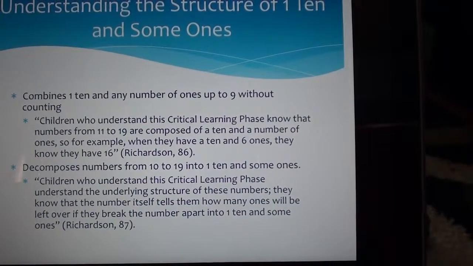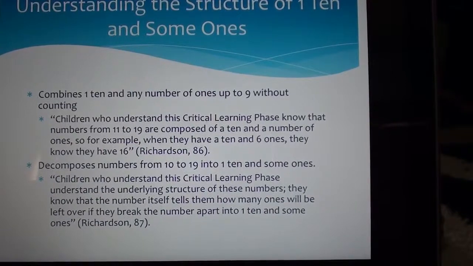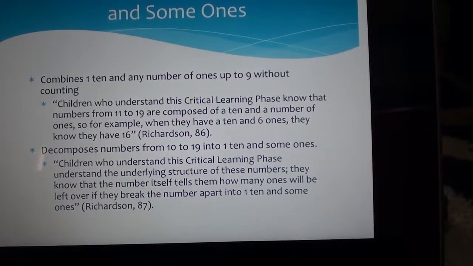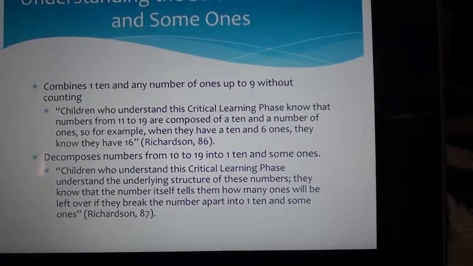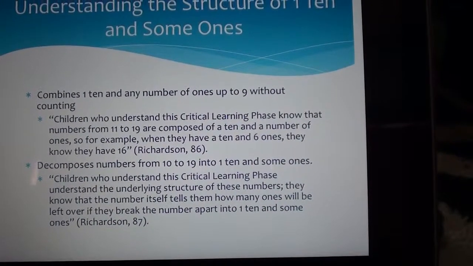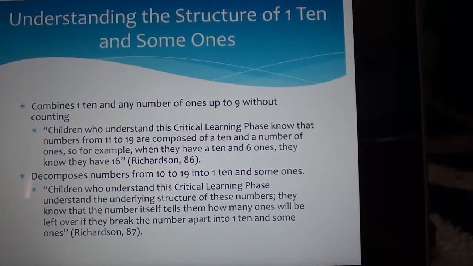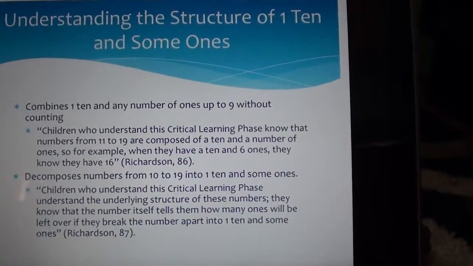Decomposes numbers from 10 to 19 into 1, 10, and some ones. Children who understand this critical phase understand the underlying structure of these numbers. They know that the number itself tells them how many ones will be left over if they break the number apart into 1, 10, and some ones.